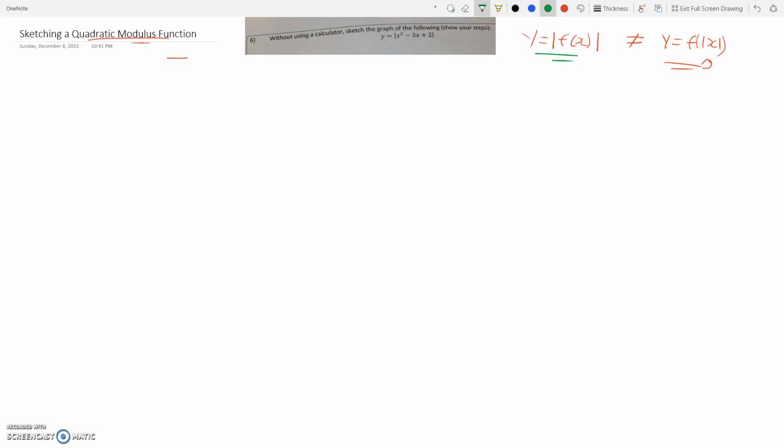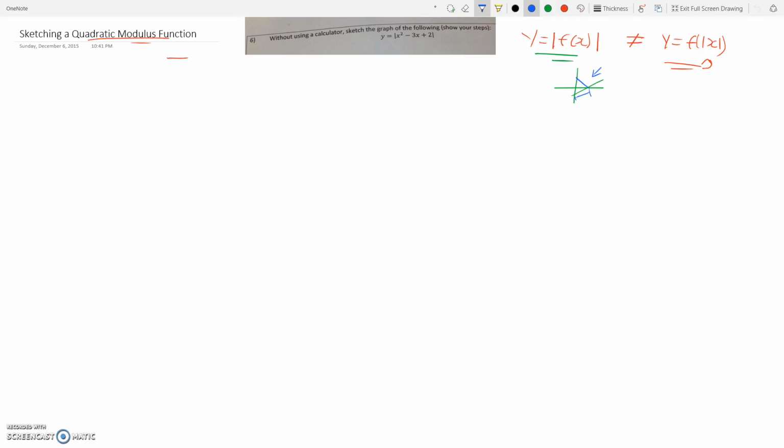For this one, the idea is very simple. You just reflect anything below the x-axis above the x-axis. So for example, if you have a graph like this, you just reflect this particular bit that is below the x-axis above the x-axis. Therefore, this would be your graph of y equals modulus f of x.